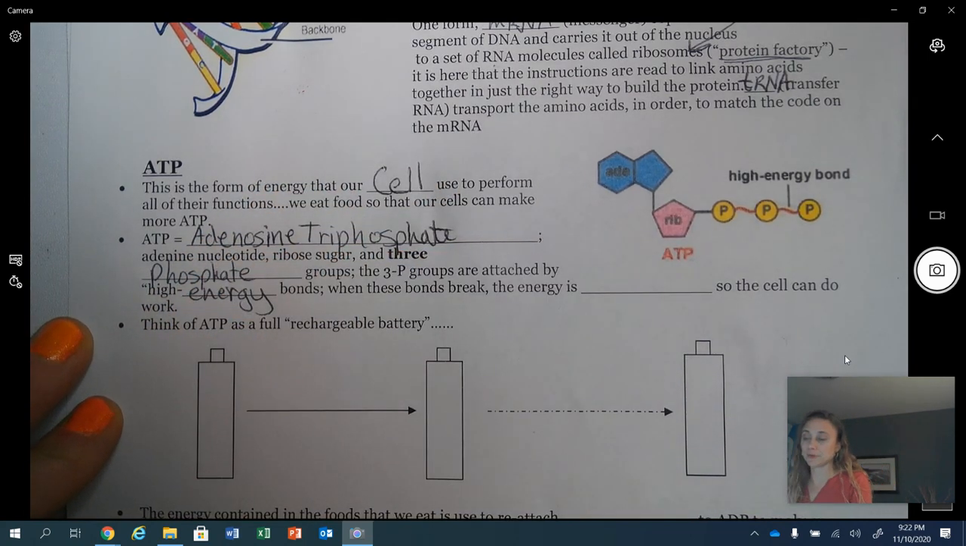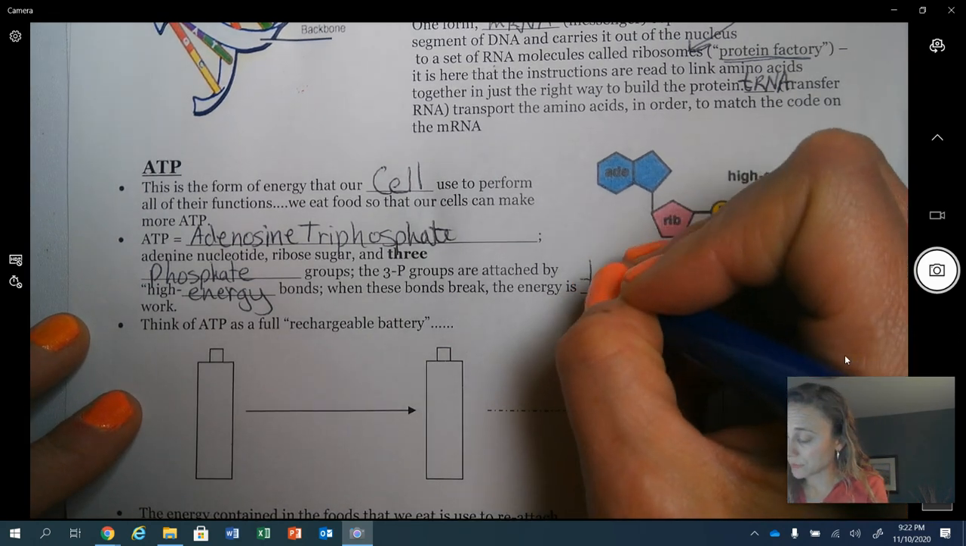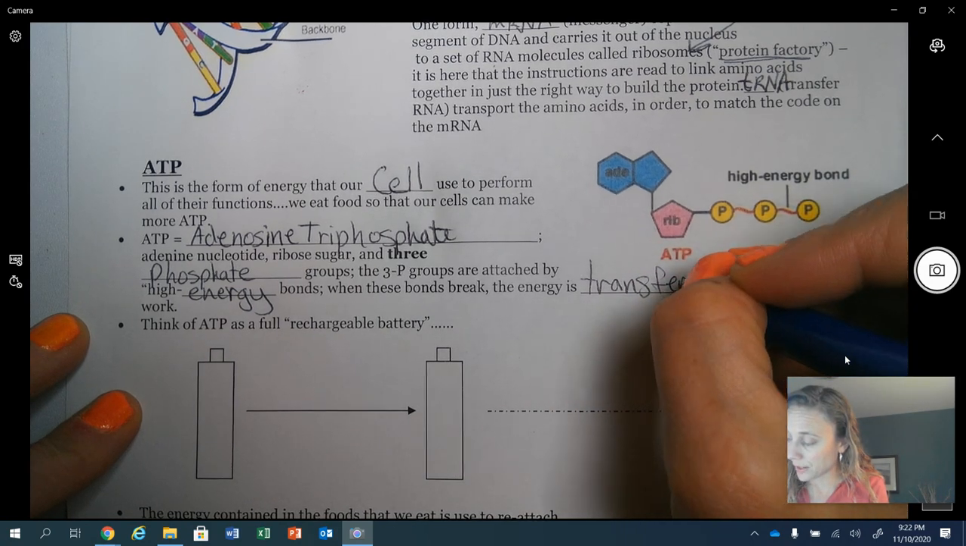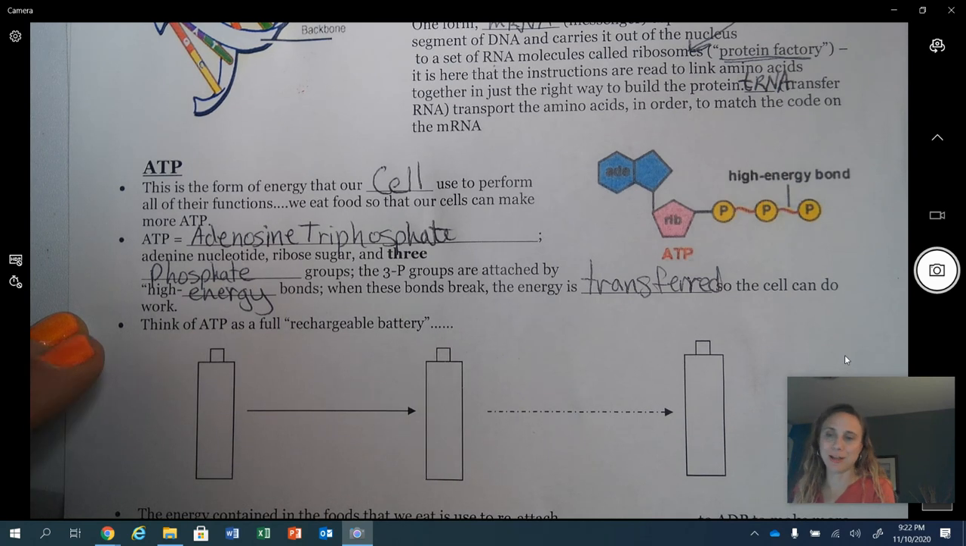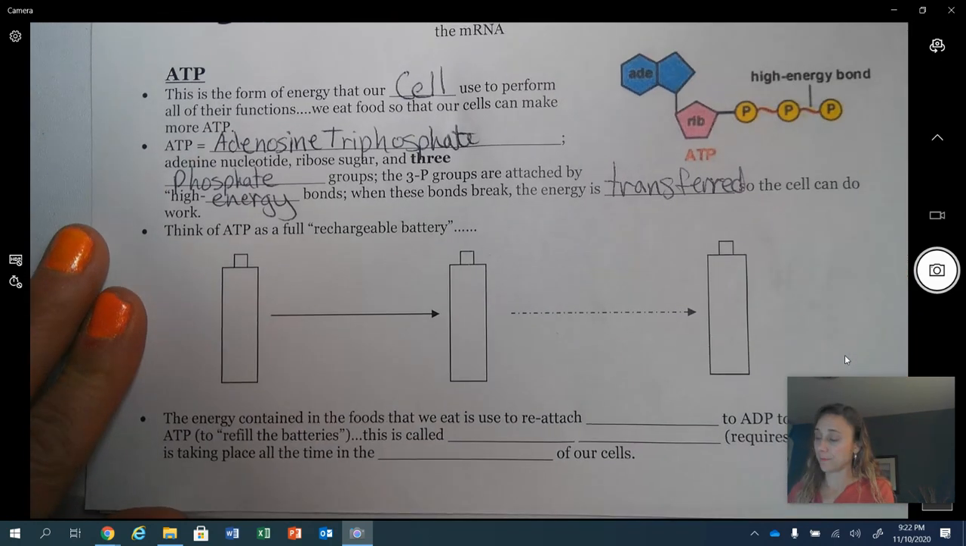When the bond breaks, usually it's just one, the energy gets transferred to the enzyme or to the tRNA or whatever is doing the work, and the cells will work. Maybe the protein channel has to be opened with an ATP, or a protein pump, a protein that acts as a pump against the concentration gradient. We'll talk about that next chapter. So think of ATP as a rechargeable battery. There are its 3 phosphate groups. If it's charged, it has 3.